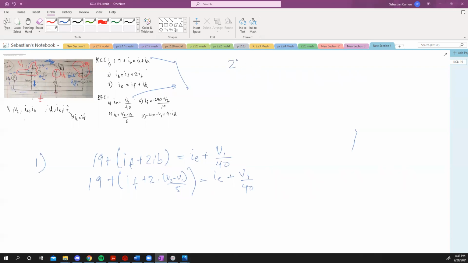So equation 2: IB is V2 minus V1 over 5, which equals IF. What is IF again? Oh, IF is IC. Is there an IC here? No. Wait, where did I write IF? This one right here? It's kind of small. Yeah, the one next to V2, I think that's what you labeled IF. Okay, so that's one thing I have to change.